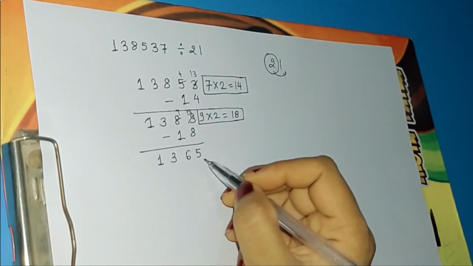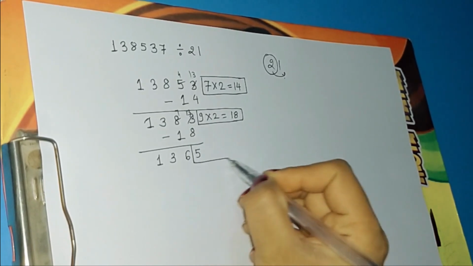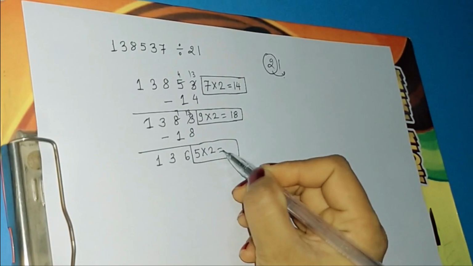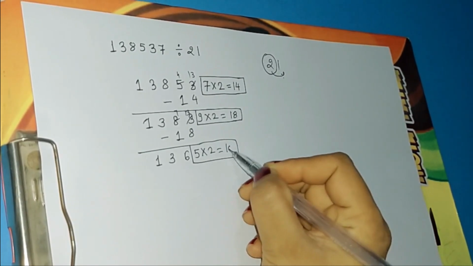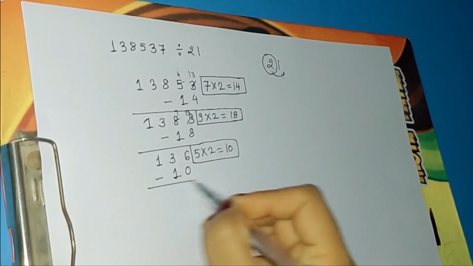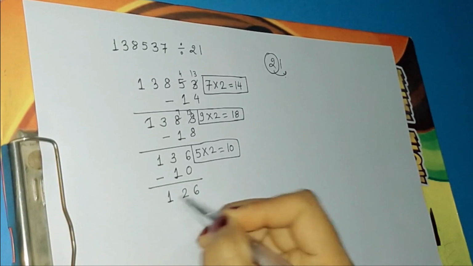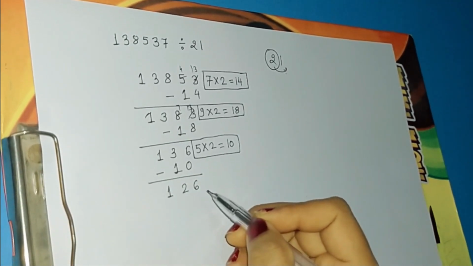Again we repeat step 1. The last digit of the given number is 5. We multiply this 5 by 2. 2 times 5 is 10. We subtract this 10 from the remaining digits. So 6 minus 0 is 6, 3 minus 1 is 2. Here 1. Now we got the number 126.